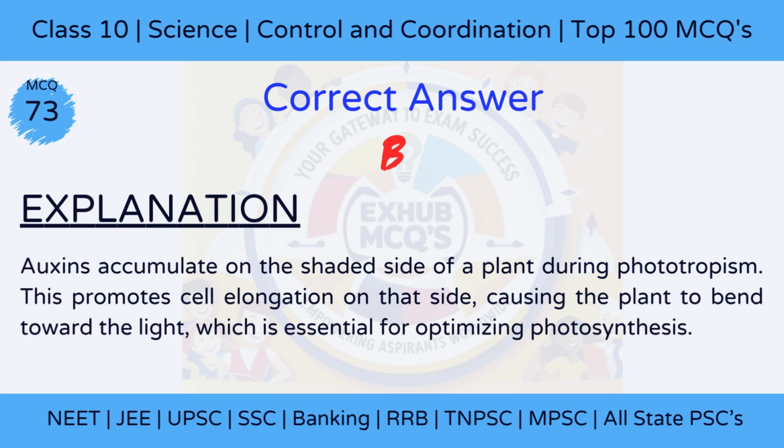Explanation: Auxins accumulate on the shaded side of a plant during phototropism. This promotes cell elongation on that side, causing the plant to bend toward the light, which is essential for optimizing photosynthesis.